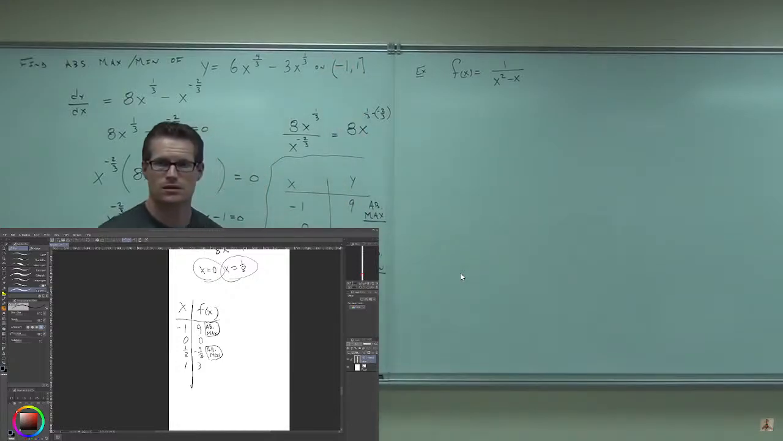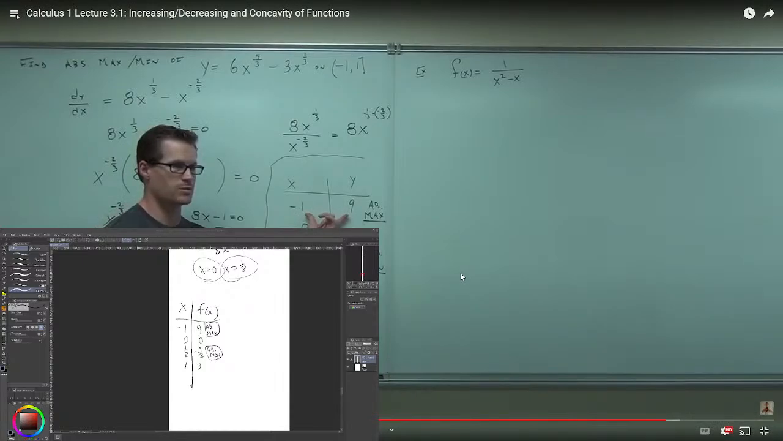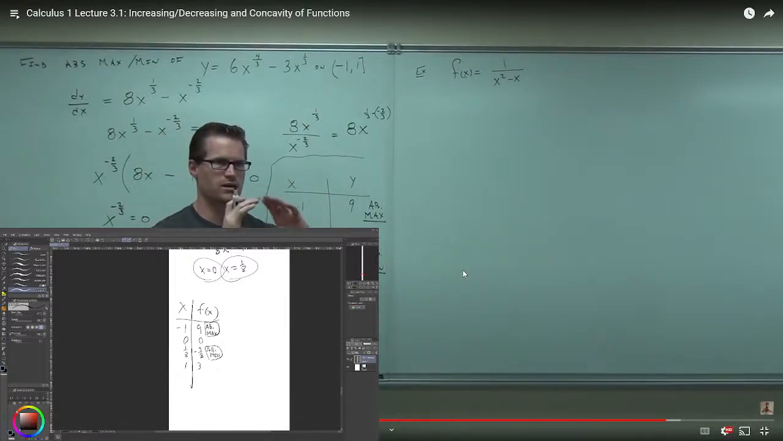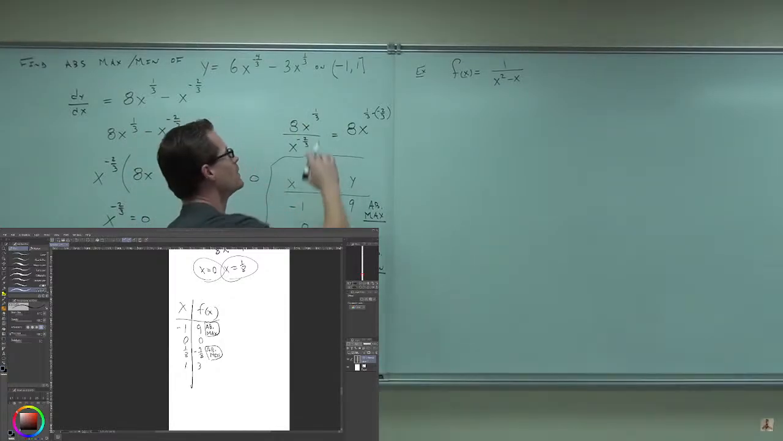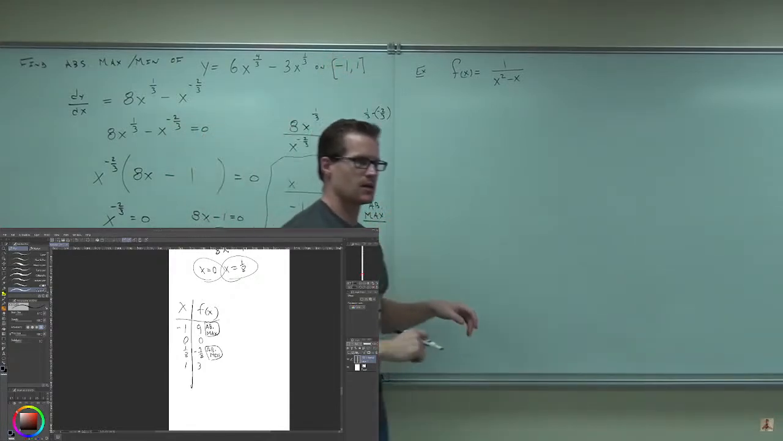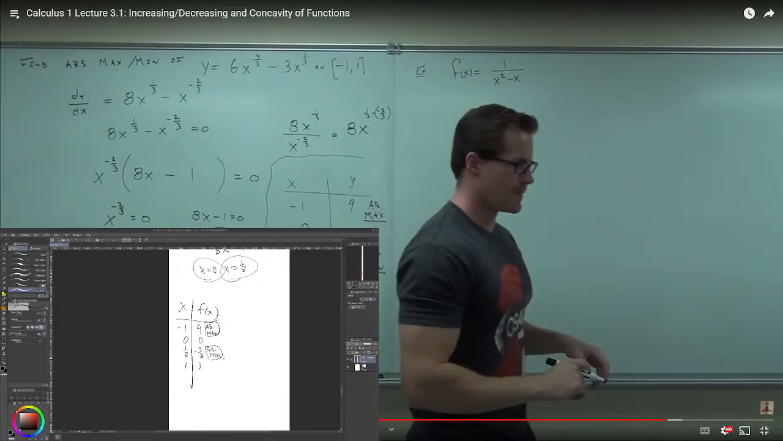Absolute max? No, that's off the table right now. So the -1's gone. Okay, no absolute max. Absolute min? Yes, that's still there. Okay. So are you starting to see how the endpoints play a factor in what you're doing here? Now let's try one more. I want to find the absolute max and min on that function.